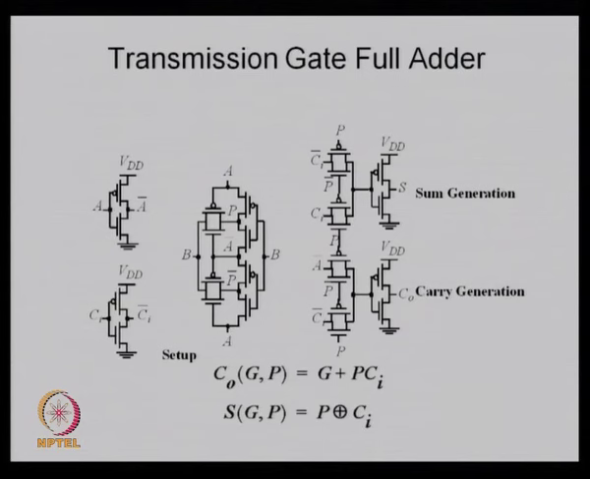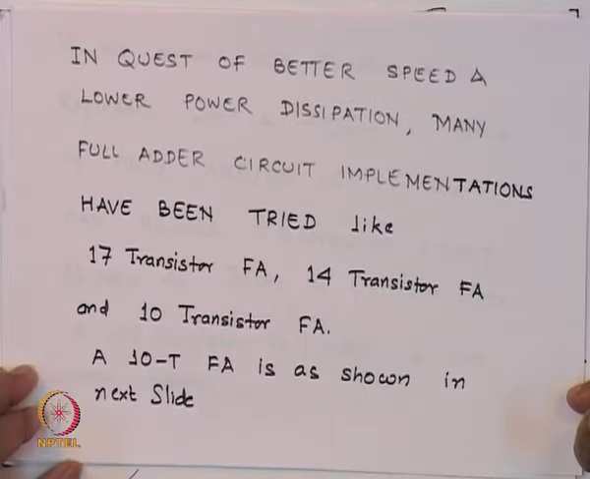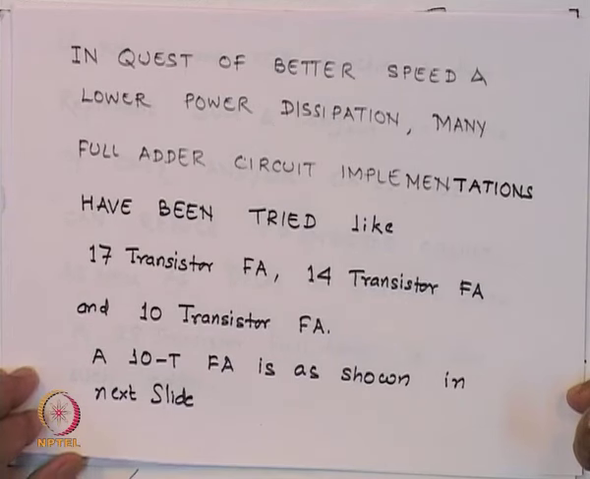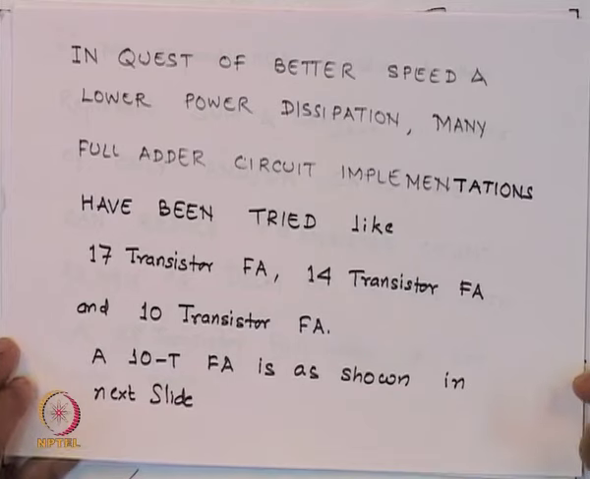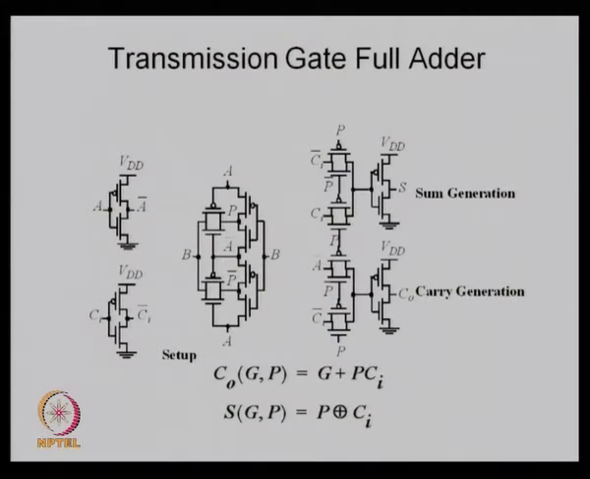So, to reduce power as well as to see that the speed is not as bad or will improve, many structures were tried. Out of 28 transistors, there is a structure available which is called the 17 transistor full adder, which uses 1 XOR. Then there is a 14 transistor full adder. And finally, the one which is most likely used for low power high speed applications is the 10 transistor full adder, which I may now show you as this.